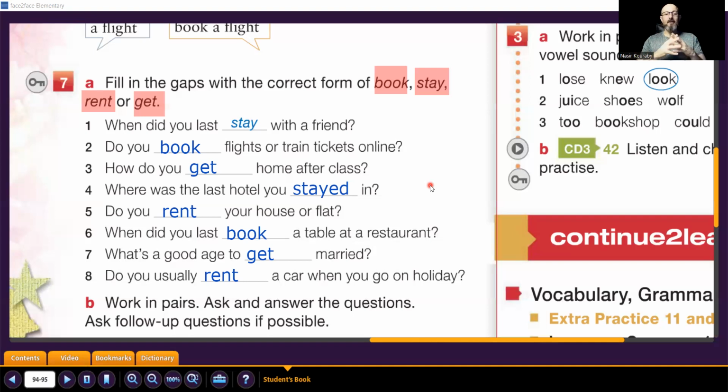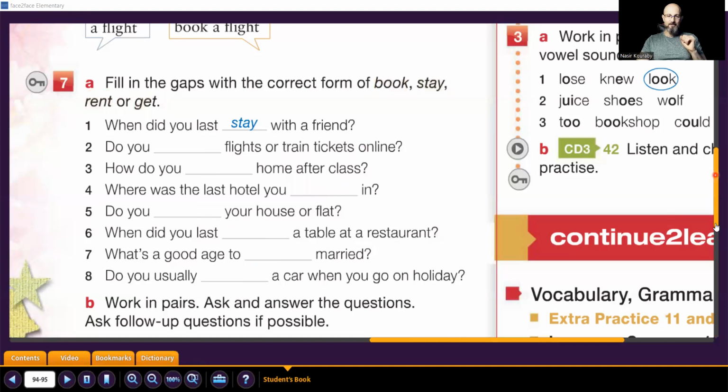Okay? Now, number 8, do you usually rent a car when you go on holiday? Yes, I usually rent a car when I go on holiday. What about you? Okay. So this exercise is very useful for speaking and reading. Okay. Don't skip. Okay, guys. So now let's see what's next.